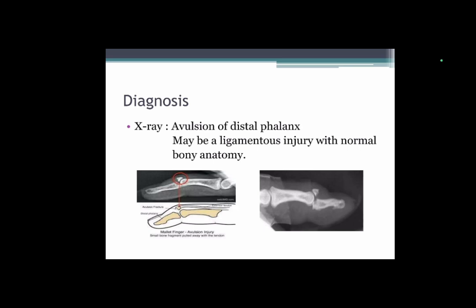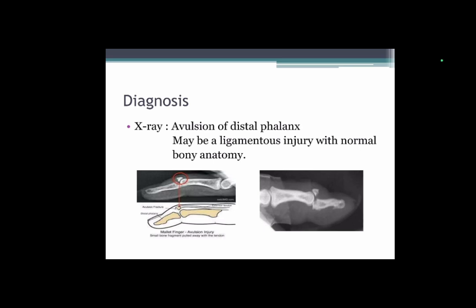Once the diagnosis has been confirmed, the next step is to discuss the treatment options available for managing mallet finger. First one is non-surgical treatment of mallet finger. Splinting: distal interphalangeal joint maintained in full extension or slight hyperextension. Continuous splinting for 6 to 8 weeks. Common splints: stack splint, aluminum splint, and a custom thermoplastic splint.